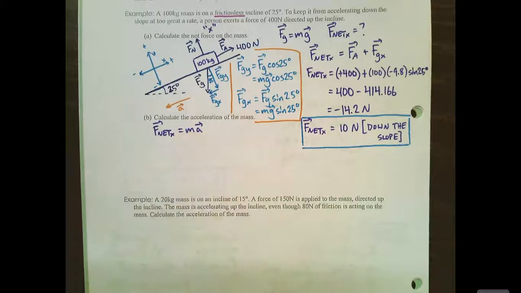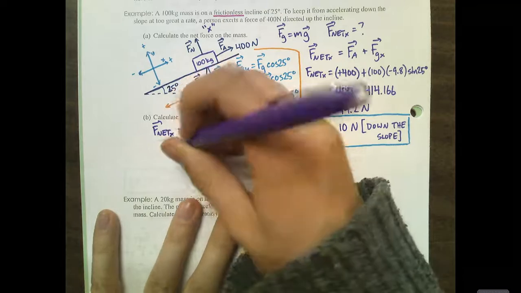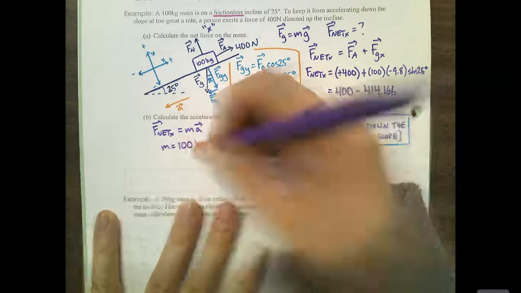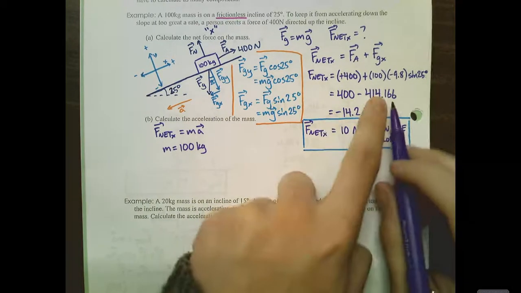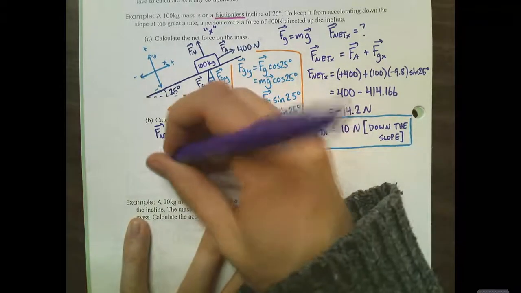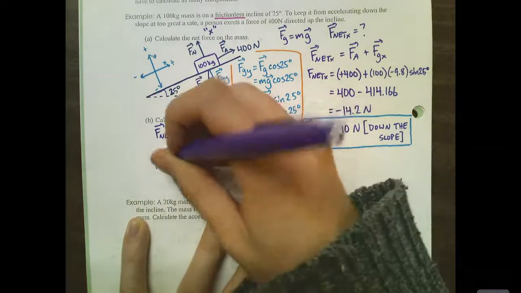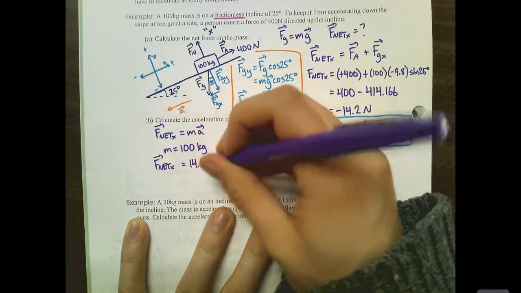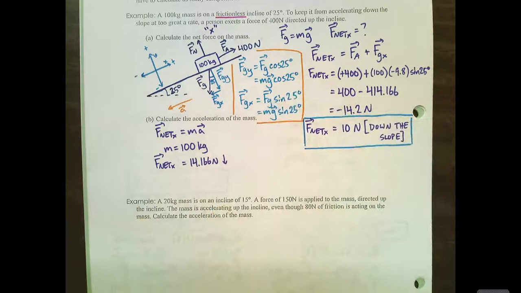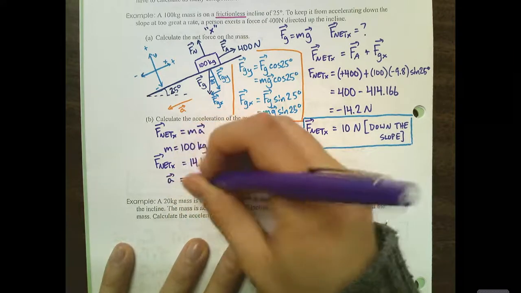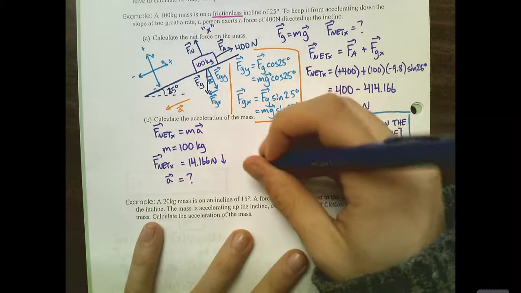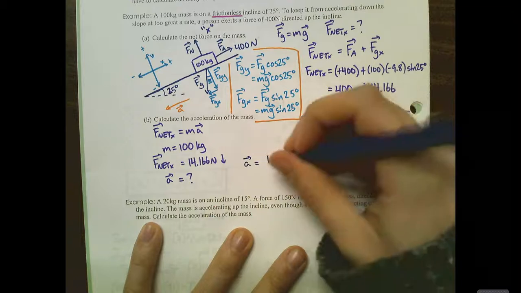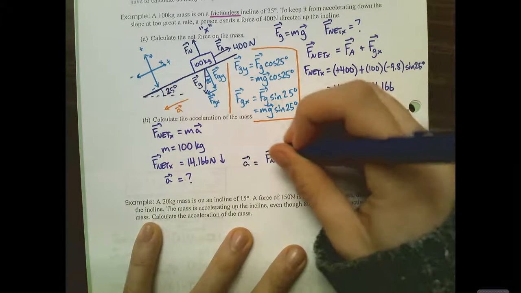What about trying to find acceleration now? Well, actually, we've done a lot of the work to set it up here. We've got m equals 100 kilograms. I would highly suggest in this scenario not using 10, but using 14.166. So let's write that down so we don't get confused. F net x is 14.166 newtons, and we'll say down the slope. We're trying to find acceleration. If we rearrange our formulas like we're getting so good at doing, we get a equals F net x divided by m.